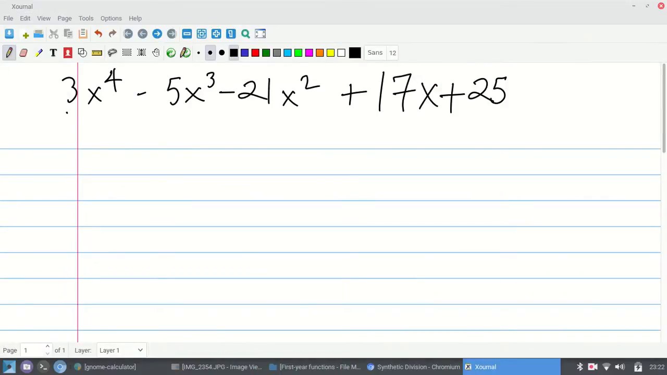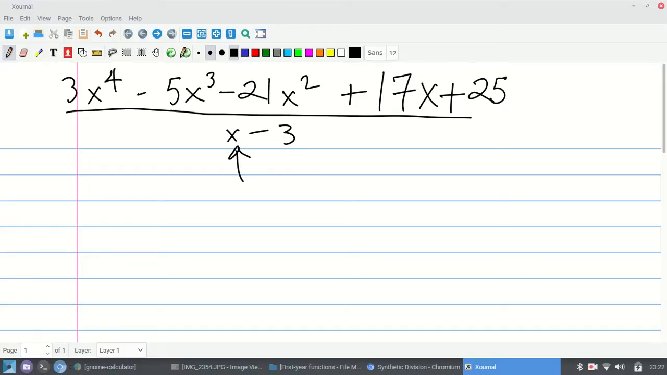It has to be divided by x minus 3. So the test 0 is basically the value that makes the bottom 0. X has to be 3. So the test value is 3, right?